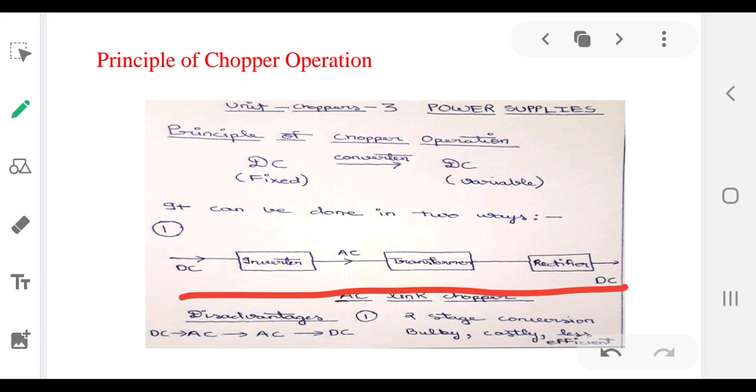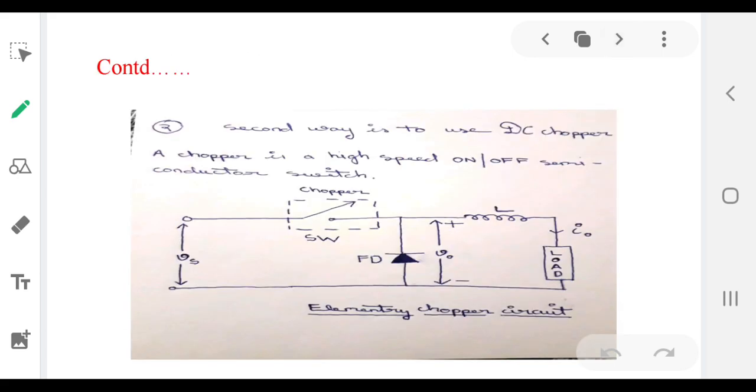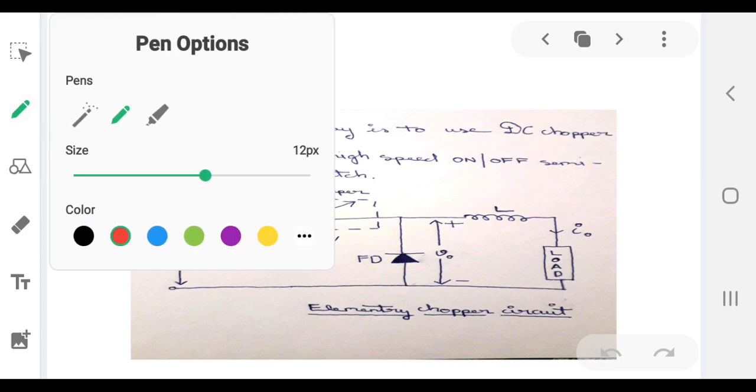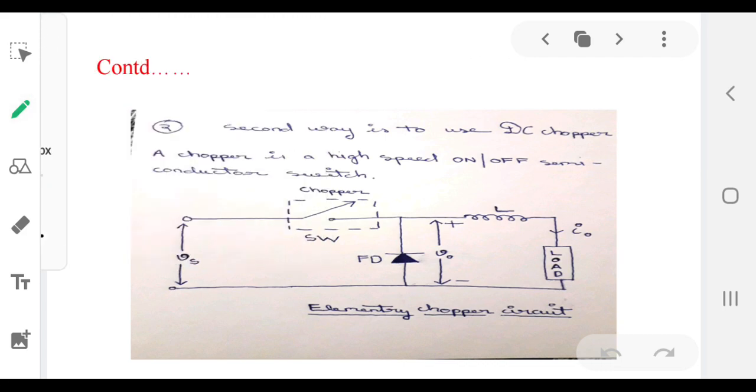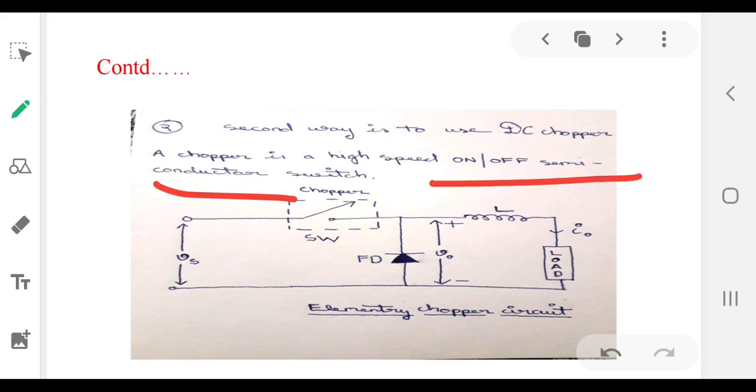So we will see what is a more efficient way to convert fixed DC to variable DC. Now a chopper is a device which converts fixed DC to variable DC. Actually, by definition, it is a high speed on-off semiconductor switch. So chopper is a high-speed operating switch. Now we can see an elementary chopper circuit here.